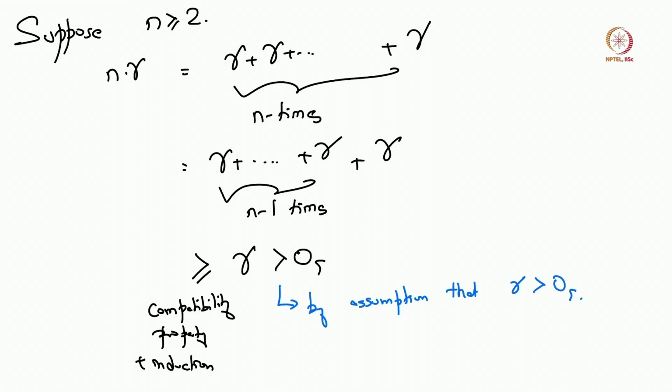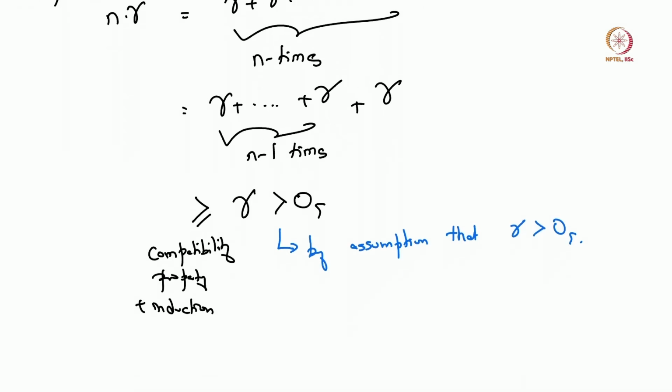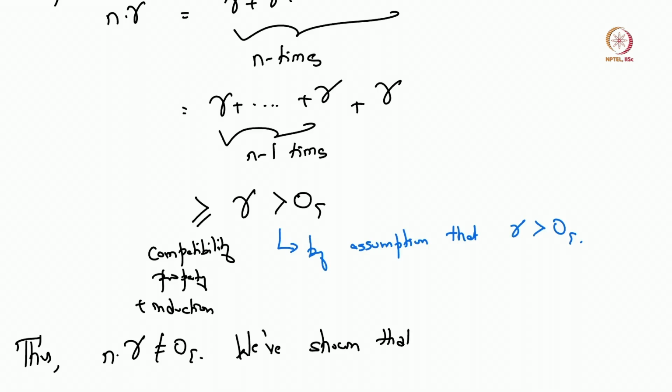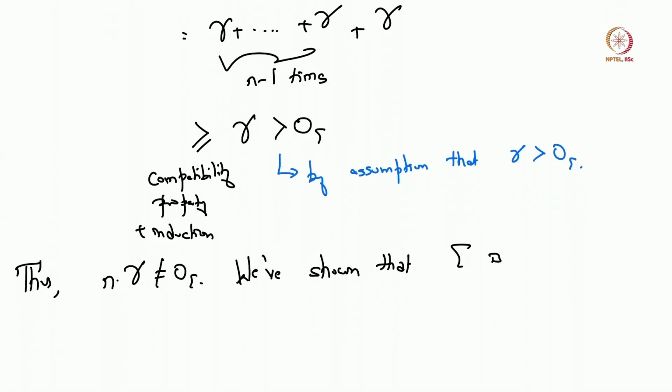So if gamma is larger than 0, then gamma plus gamma is larger than 0, gamma plus gamma plus gamma is larger than 0, and so on. And so n times gamma is not 0, and so we've shown that gamma is torsion free.